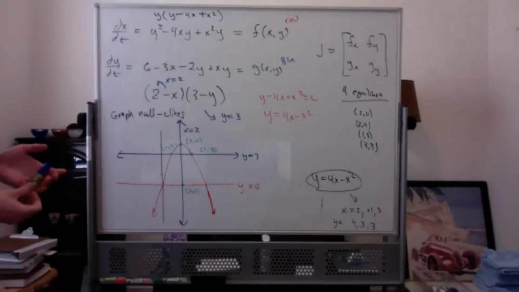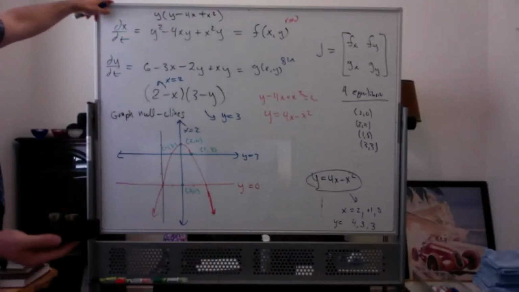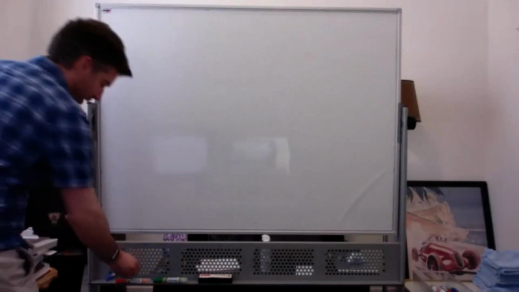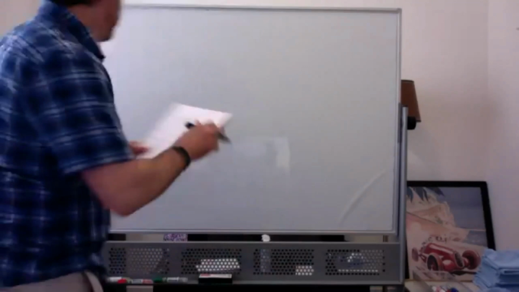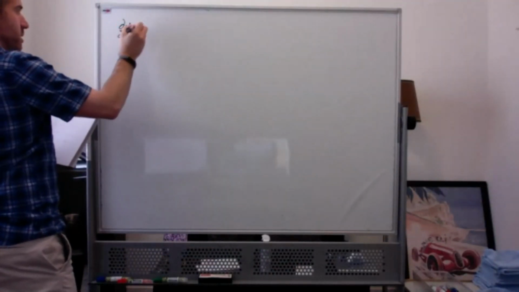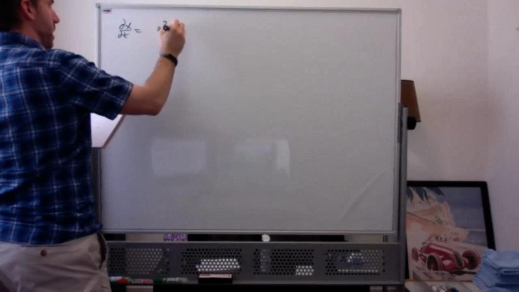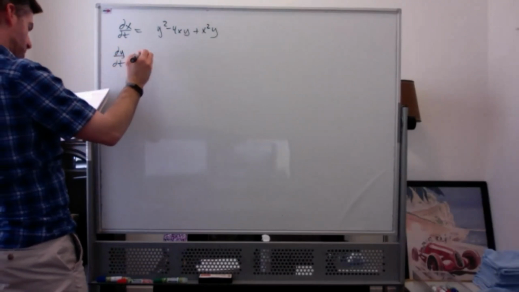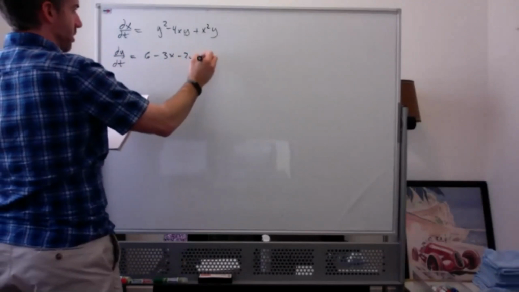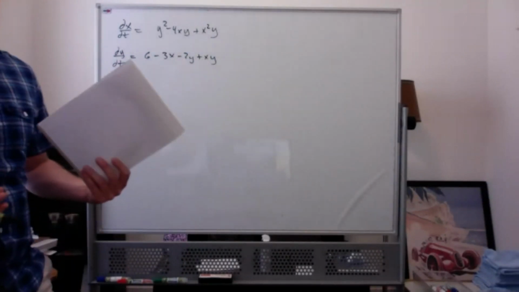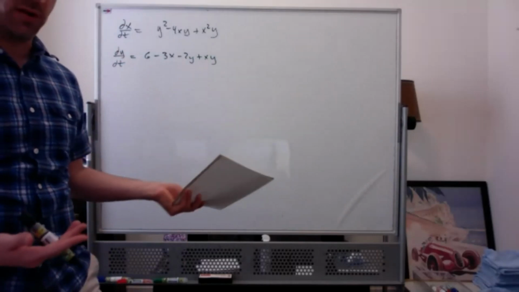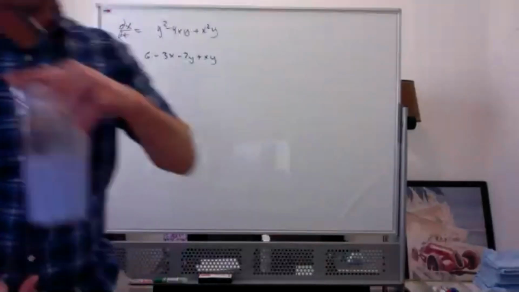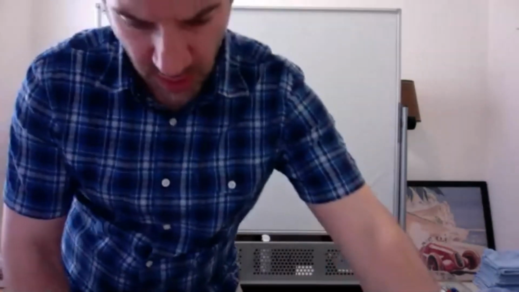So, yeah. Let's go ahead and find the Jacobian matrix. And this is definitely when I think we prefer to have it multiplied out. So I would much rather have dx dt equal to y squared minus 4xy plus x squared y, and dy dt equal to 6 minus 3x minus 2y plus xy. Because if you write it in the factored form, then taking the partial derivative is going to require the product rule, which is not impossible, it's just a little more work. So I think it's worth it to multiply it out before you start partial differentiating.